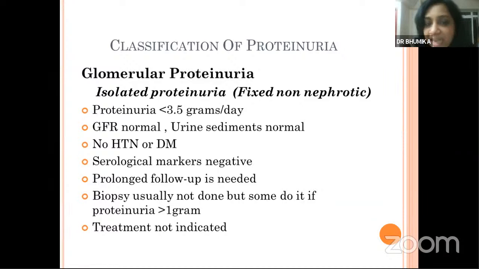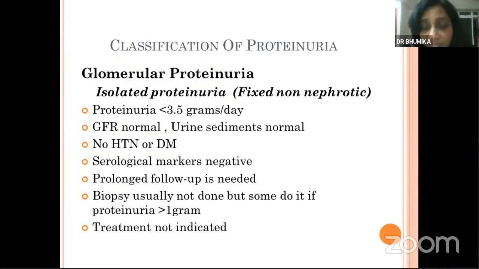Proteinuria generally will be less than 3.5 grams in 24 hours. Again, the patient will have no history of diabetes or hypertension. On doing the renal function test, it will be all normal. The urine sediments or the complete urine examination also will be normal. Any workup of autoimmune disease, whether it is complements or ANCA, ANA, everything will be negative. But a prolonged follow-up is needed for such patients.